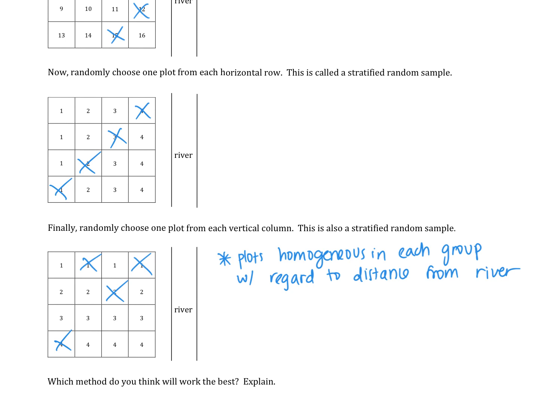So this way we're guaranteed to get one plot that's far from the river, one plot that's close to the river. It's going to be more representative of the yield as a whole.